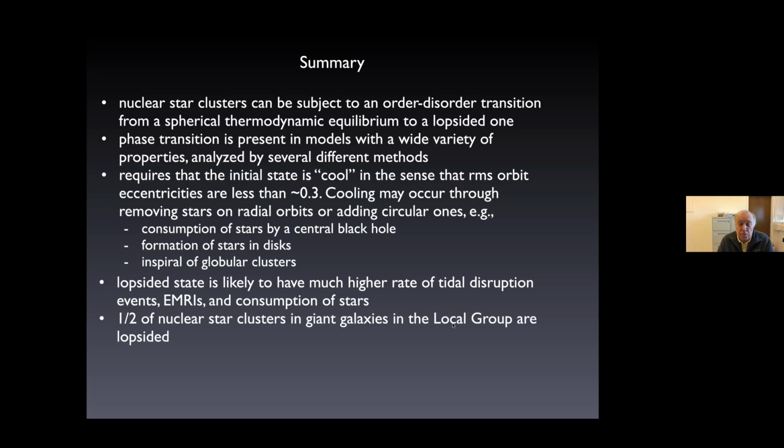The quantitative estimates aren't available yet, but I think that's one of the things that we want to try to understand. So we don't know how common lopsided nuclear star clusters are, but half of the giant spirals in the local group are lopsided, and so it's likely that it's a fairly common phenomenon.